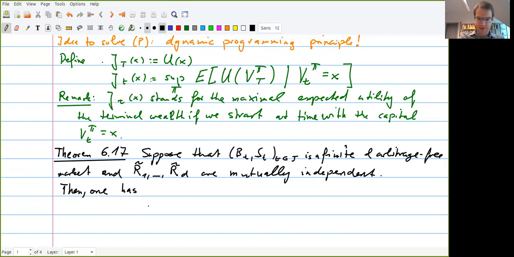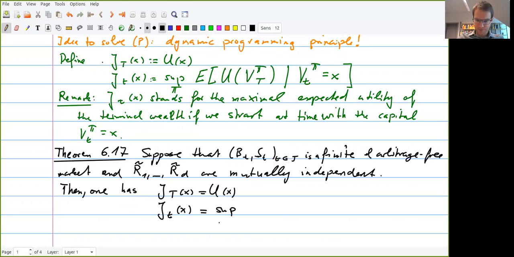So first, this is rather trivial. J_T at the terminal time is just given by the utility function. This is true by definition. So this was the easy part to prove. The harder part is actually to prove this recursion formula.